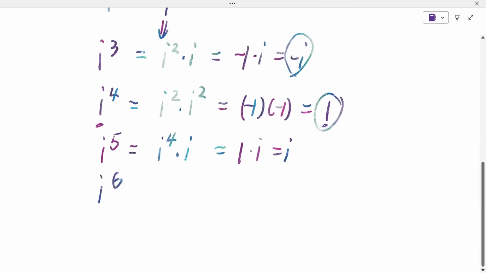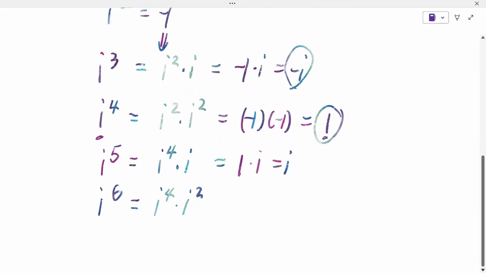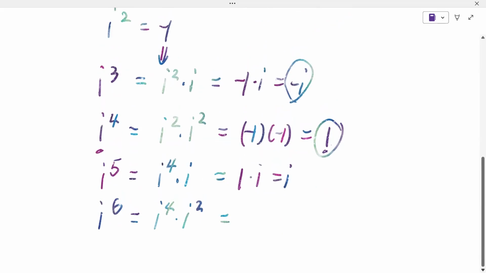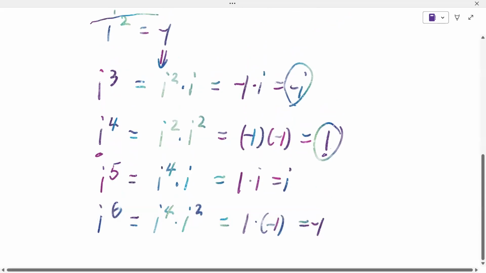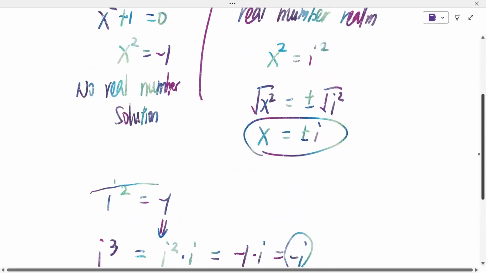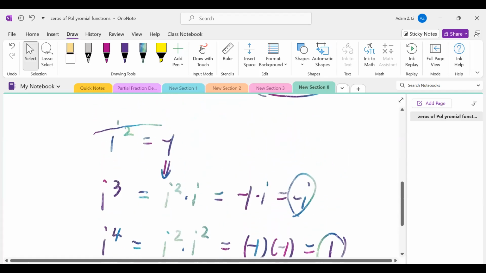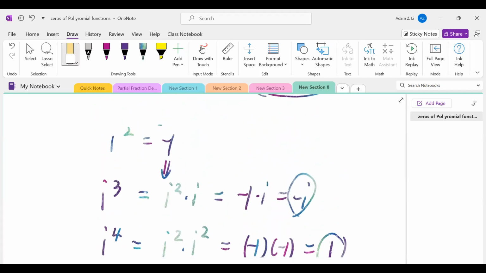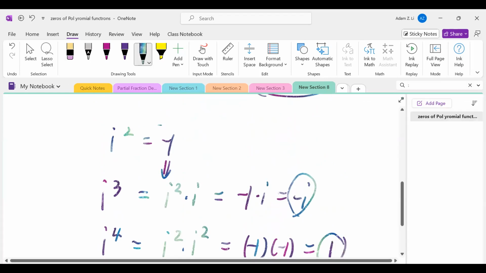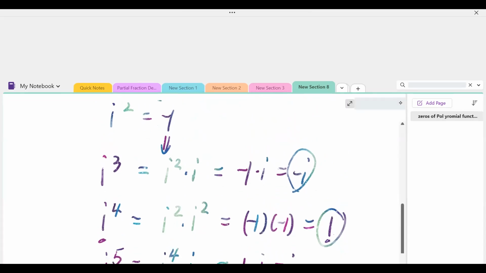If you keep going, i to the 6th will be i to the 4th times i squared. We know i squared is -1 and i to the 4th is 1. So 1 times -1, and again we go back to -1. So you see there's an alternating cycle in these complex numbers. Let me quickly erase this. It's on a very nice pattern here along the way: i squared, that's -1, then we get -i, then 1, then i.